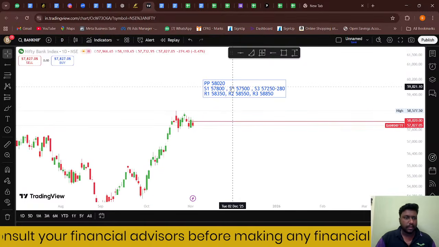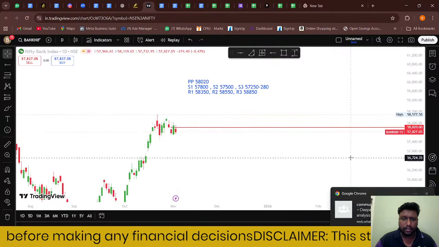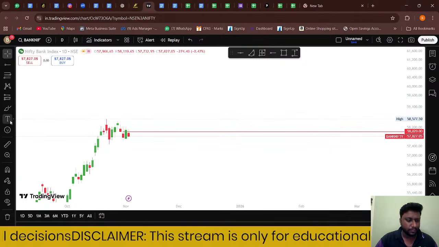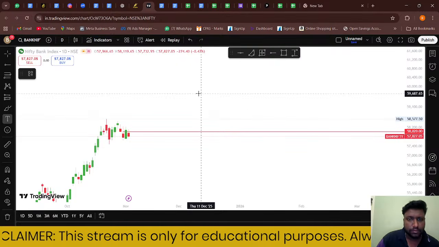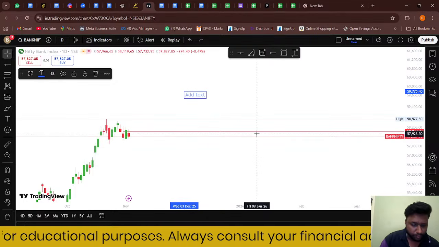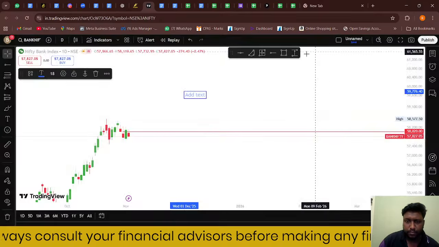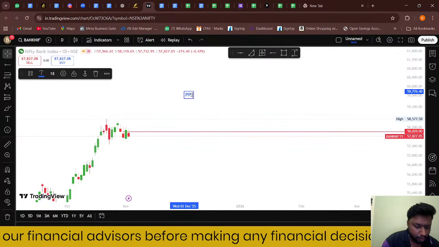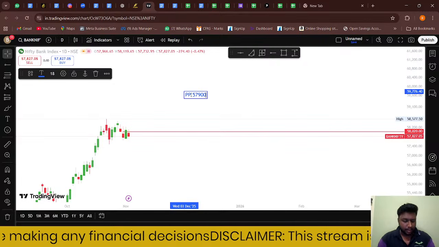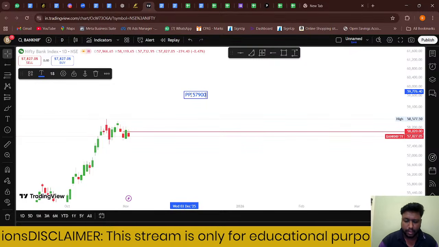These were the levels we marked yesterday. Similar to the other indices, Sensex and Bank Nifty turned into the bearish zone. So let's mark today's levels. Bank Nifty has its pivot point at almost 57,900, in the 895-93 range. So we'll mark it as 57,900 for the day.